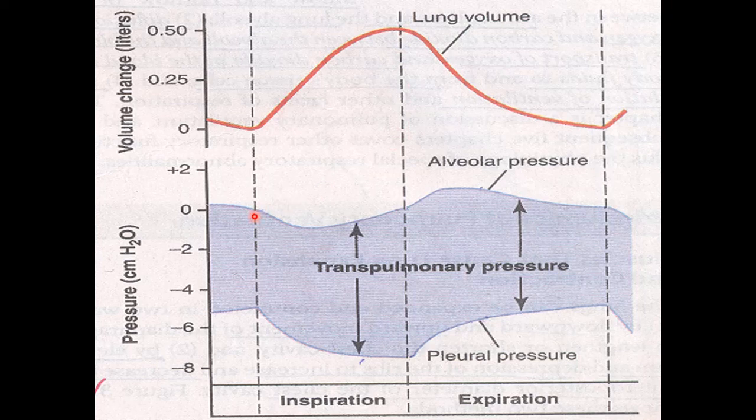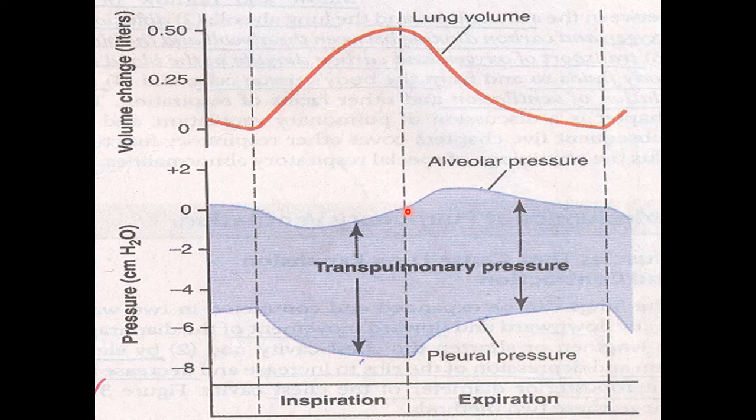At the beginning of the inspiration, the alveolar pressure is 0 centimeter of water. During inspiration, the lungs expand and the pressure decreases to minus 1 centimeter of water, which causes 0.5 liter of air to move into the lungs. Now, at the end of inspiration, the alveolar pressure again becomes 0 centimeter of water.